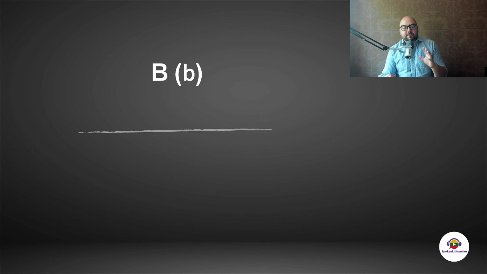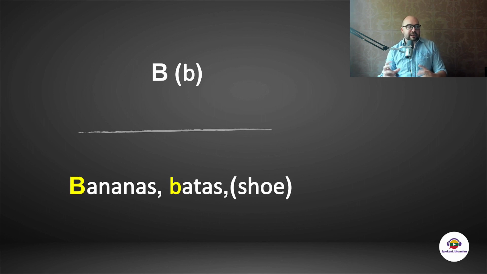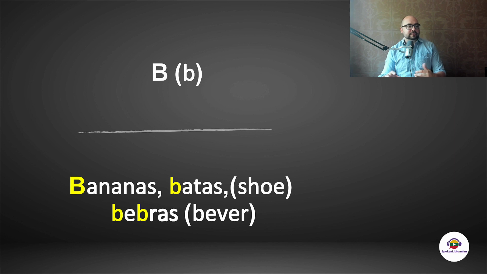Now, B is kind of similar to the English B, like in bananas, right? I'm not even translating banana, because you should be able to understand that on your own. Shoe, that would be batas. And a beaver would be bebras. We have two Bs, with the letter E sandwiched. But as you see, it's not like beaver, but bebras. We'll come to E soon enough. Bebras.